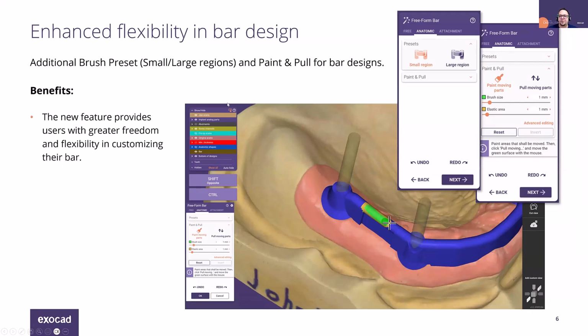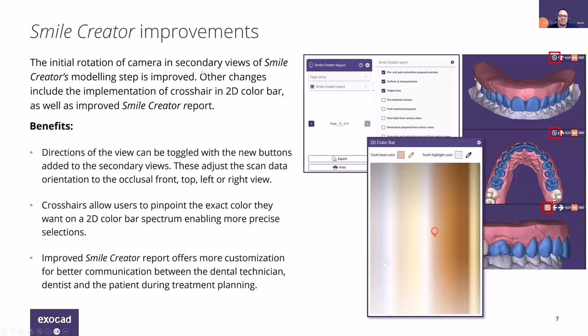Up next, for bar design. Due to feedback with the desire to adjust the bar profile design for a more customized approach, we've added the paint and pull feature. This allows you to mark a specific area on the bar and then pull. By doing so, you're going to be able to morph and change the size and shape of that specific area that you've defined. In today's focus, we're going to show all this live, but with ModelCreator improvements.